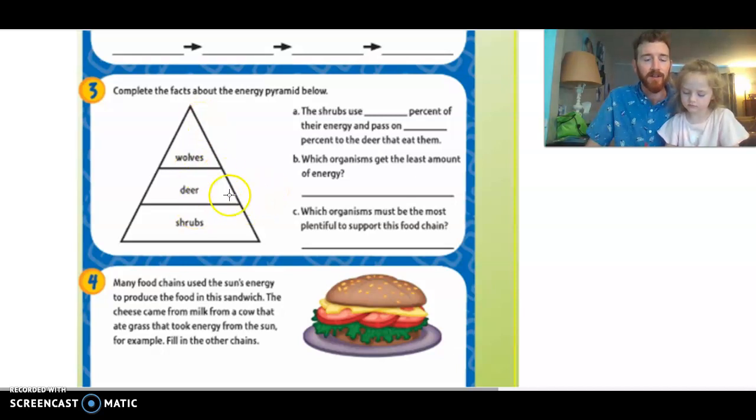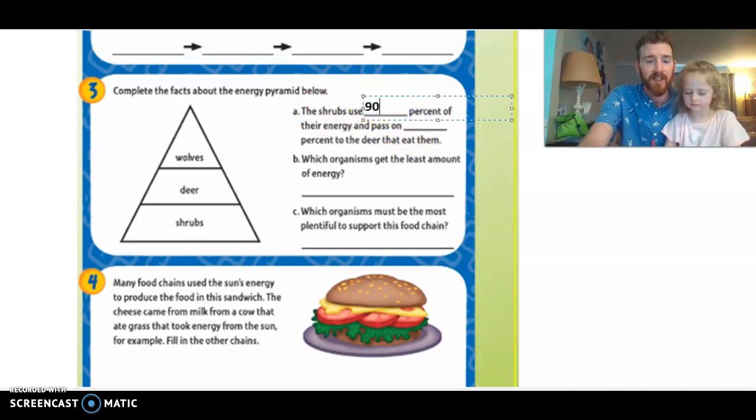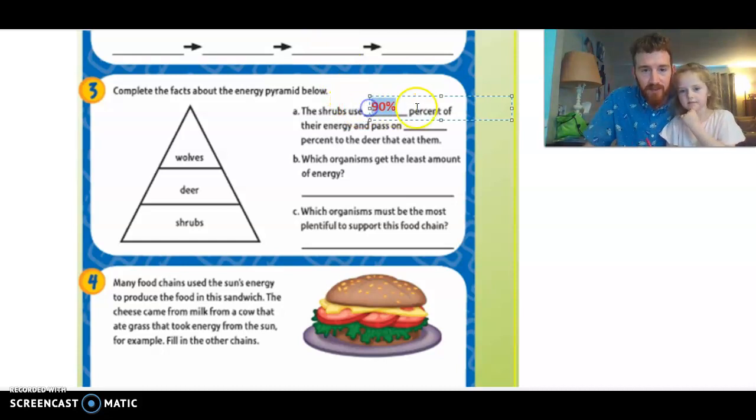With any of these along the way, remember we talked about 10% gets passed on and 90% of the energy gets used just in normal life, when they're going through their daily lives, running around, moving around, or if they're plants doing photosynthesis, that takes energy to make energy. So here for part A, we're going to fill in a couple things: for those shrubs, use what percent and pass on what percent. Most of that energy gets used up, so 90% of the energy is used just in the daily lives of these organisms.